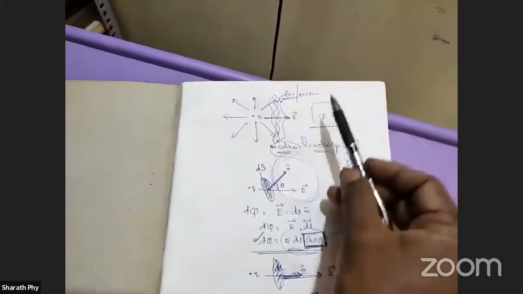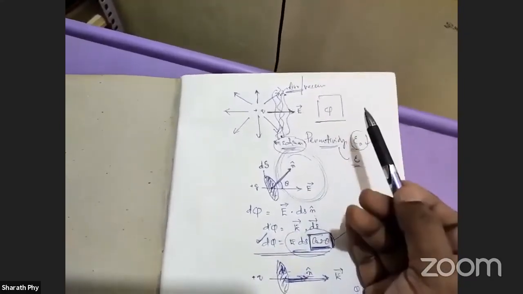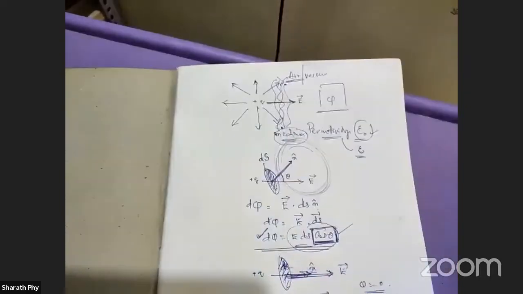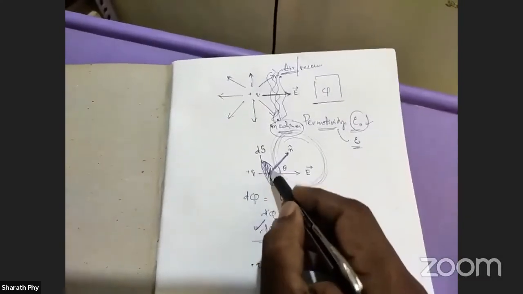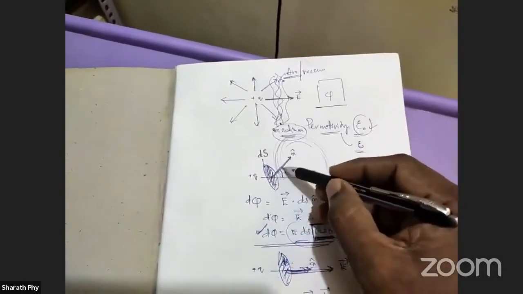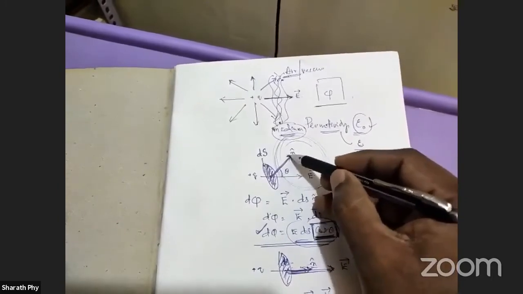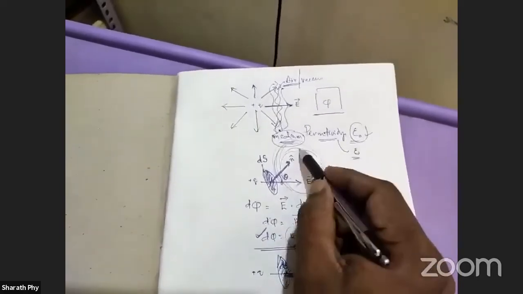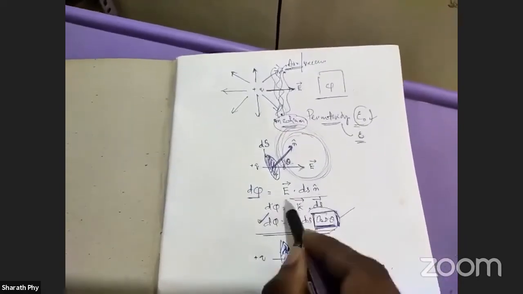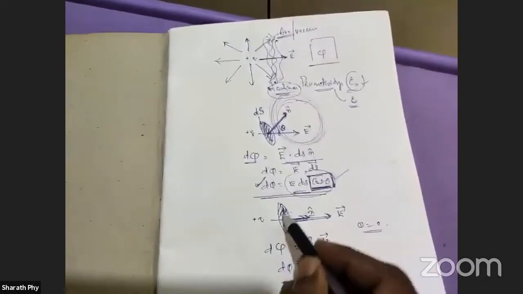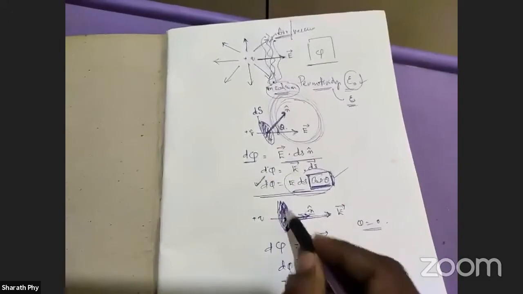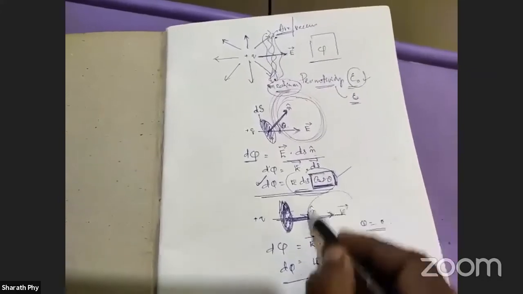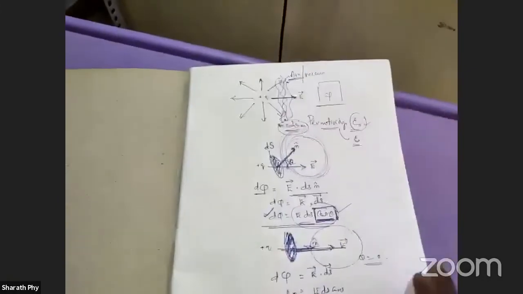But how to calculate the electric flux? Electric flux is the number of electric field lines passing normal to the surface. I have taken a surface. The surface vector is in this direction, the electric field direction is this one, and there is an angle theta between them. So in this vicinity, the small electric flux is this much. But if the surface vector and the electric field are both in the same direction, the flux here is maximum. This is the concept of flux.